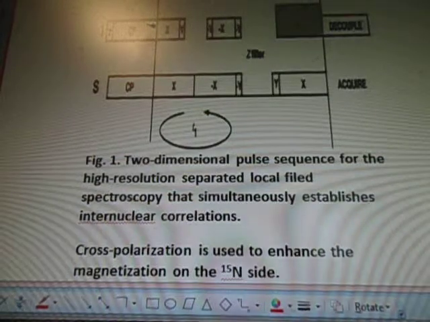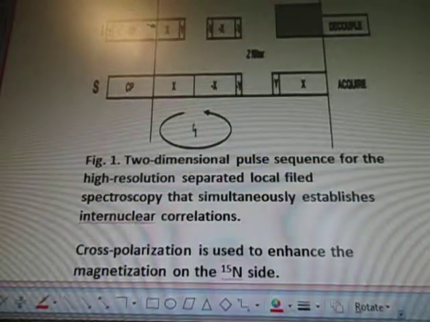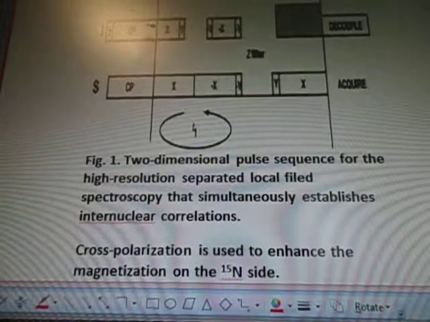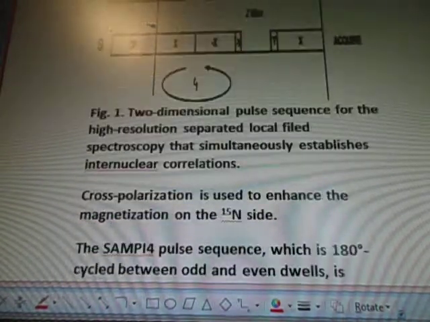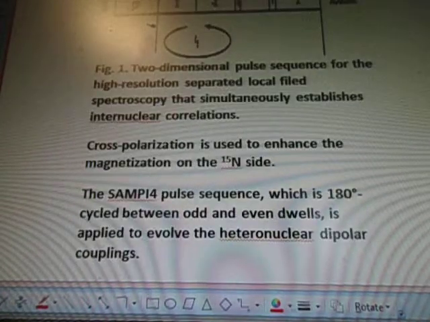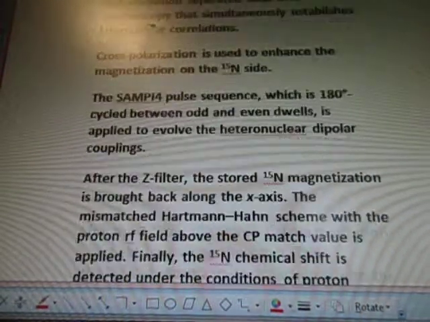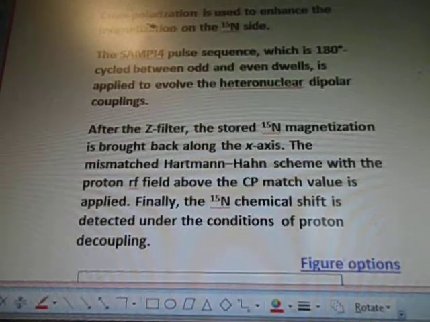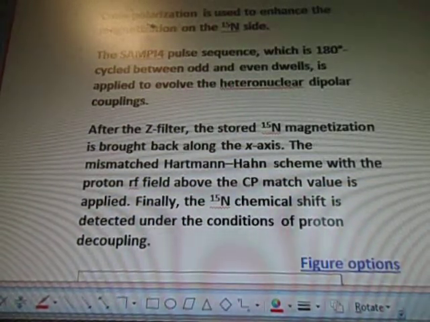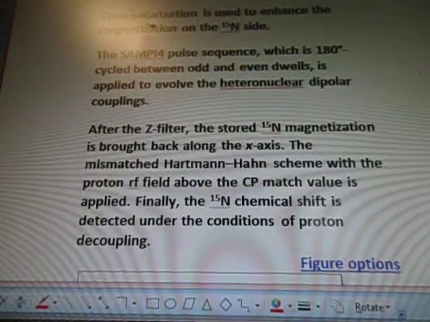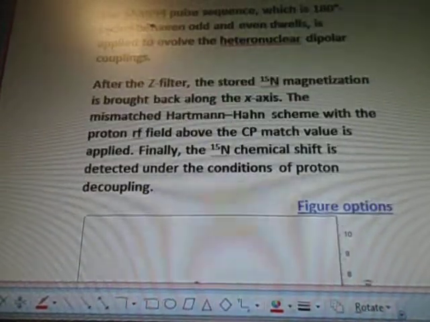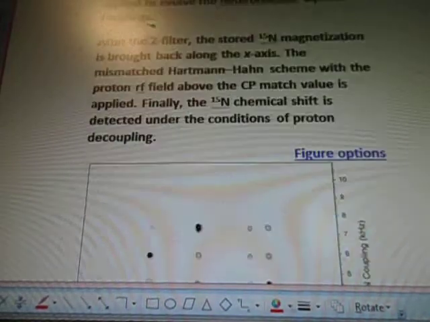Right here, two-dimensional pulse sequence for the high-resolution separated local field spectroscopy that simultaneously establishes internuclear correlations. Cross-polarization is used to enhance the magnetization on the 15N side. The SAMP14 pulse sequence, which is 180 degrees cycled between odd and even dwells, is applied to evolve the heteronuclear dipolar couplings. After the Z filter stored 15N magnetization is brought back along the x-axis, the mismatched Hartmann-Hahn scheme with the proton RF field above the CP match value is applied. Finally, the 15N chemical shift is detected under the conditions of proton decoupling.